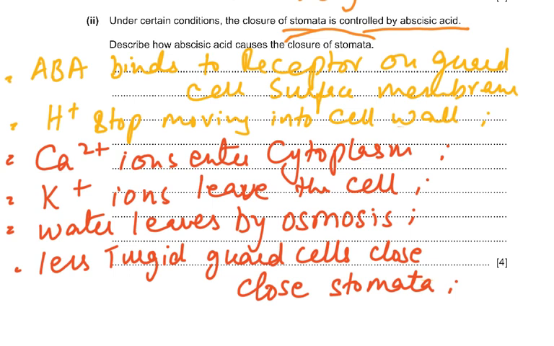Then you say calcium ions enter the cytoplasm, potassium ions leave the cell, water leaves by osmosis because the ions that have moved out result in a higher water potential. So water leaves by osmosis, less turgid guard cells close the stomata.